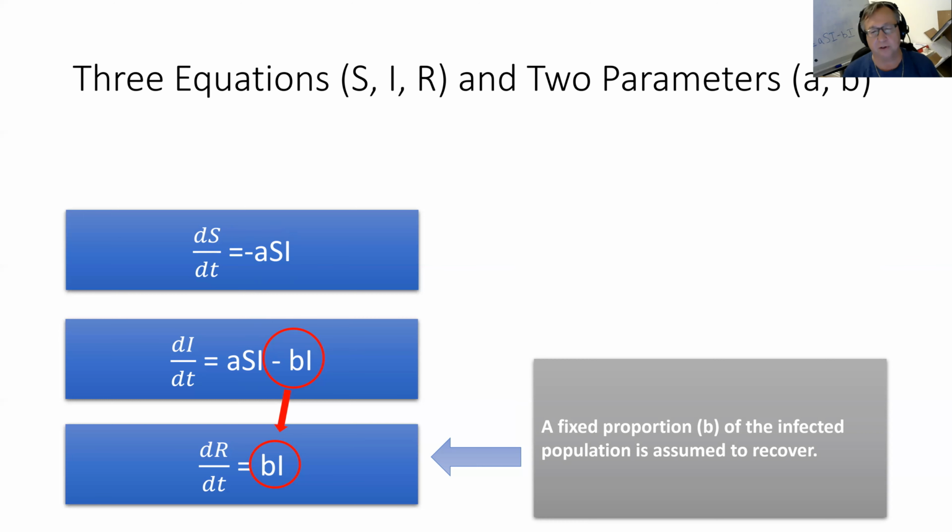And again, because they're going to be moving from the infected population to the recovered population, that's going to enter as a positive B times the infected population in the last equation, which again is the proportion of the population that is recovered, okay?